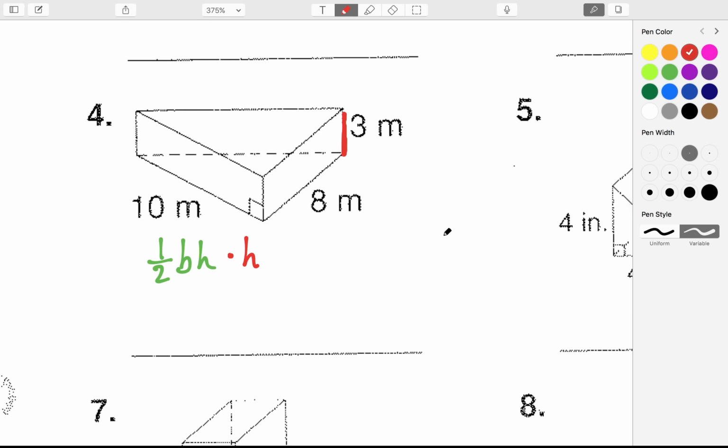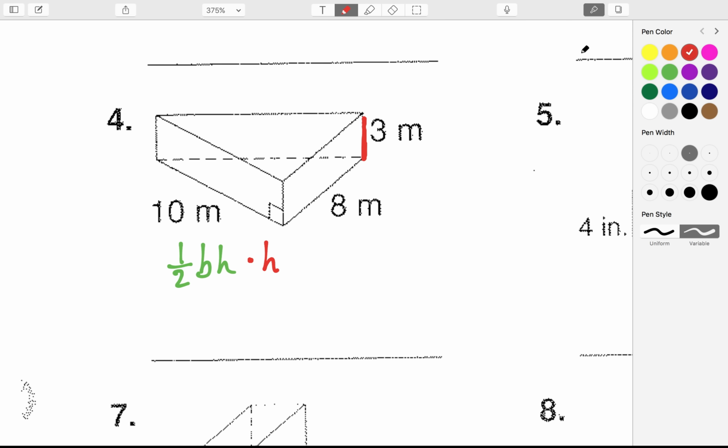Okay. Let's work out number 4 actually, just to make sure we have this down. So we have the base is going to be 8. So half base is 8 right here, times 8 times your height for the triangle. There's 2 heights, but they're different heights. Then this is going to be 10. After you have that, multiply it by the height, which is 3, height of this part.